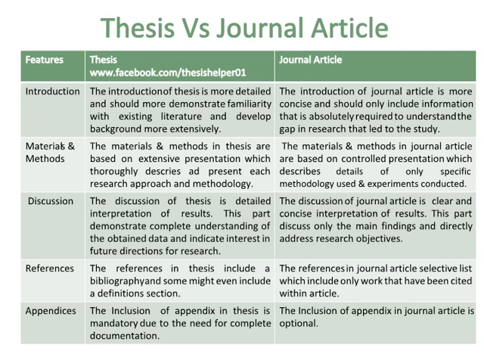The references in a thesis include a bibliography and some might even include a definitions section, while the references in a journal article are a selective list which includes only works that have been cited within the article. The inclusion of an appendix in a thesis is mandatory due to the need for complete documentation, while the inclusion of an appendix in a journal article is optional.